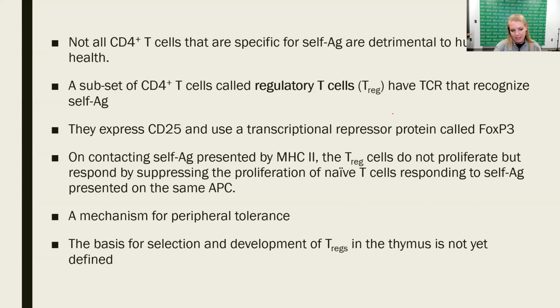It is one of the effector T cells of the CD4 group. Not only do they express CD4 on their surface, so they interact with MHC class 2, but they also express CD25 on their surface. So sometimes people will call them CD25 positive cells, but more often than not, we call them Tregs. They have a transcriptional repressor protein called FOXP3, so you'll also hear them referred to as FOXP3 positive cells.